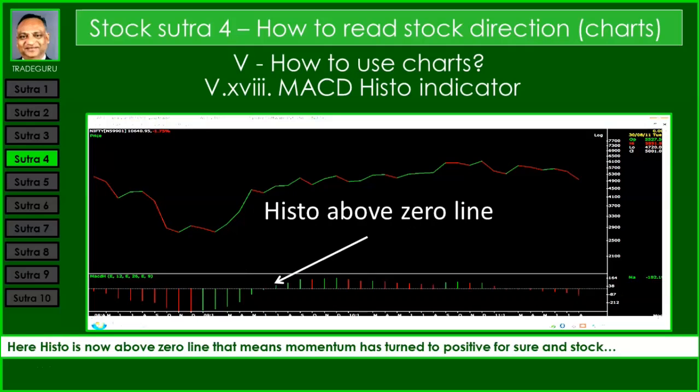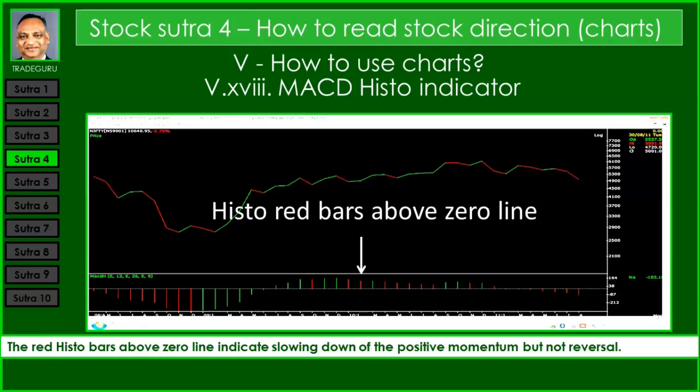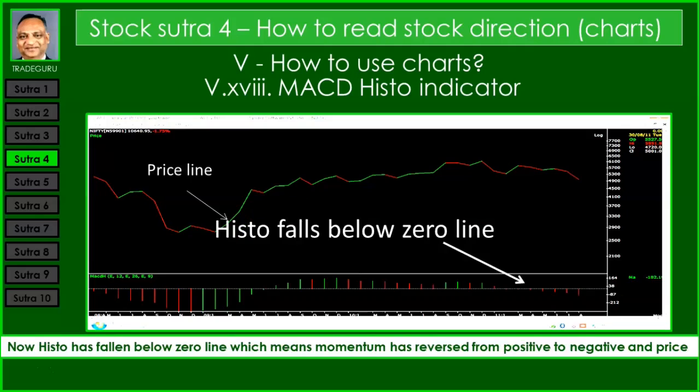Here histo is now above zero line. That means momentum has turned to positive for sure and stock is likely to continue rising. The red histo bars above zero line indicate slowing down of the positive momentum but not reversal. Now histo has fallen below zero line, which means momentum has reversed from positive to negative and price is likely to fall. If we study the price line, we find stock's price direction is following the histo indicator.